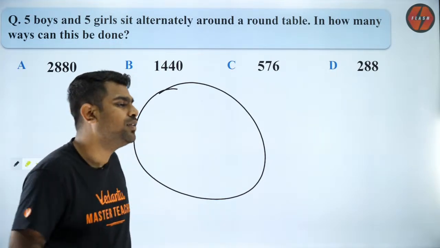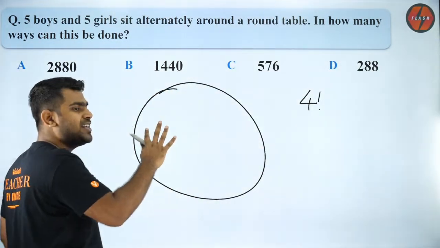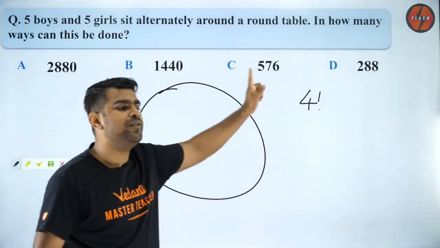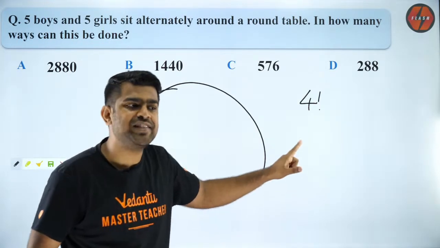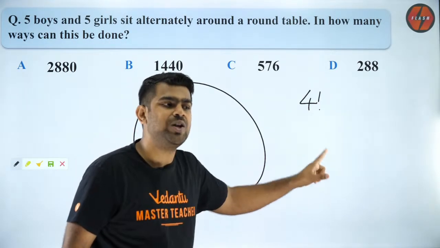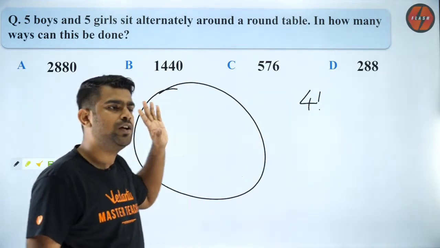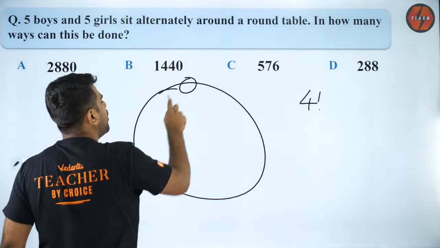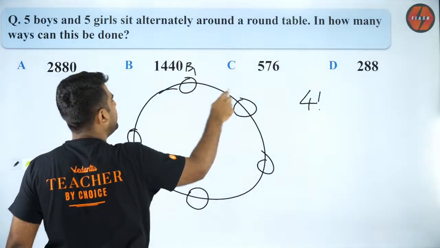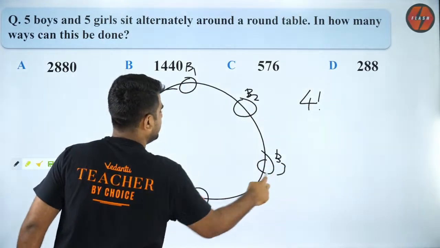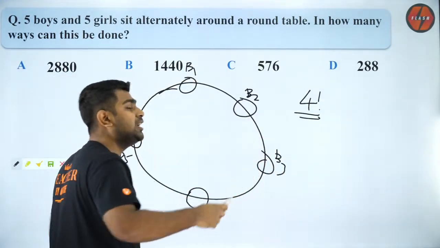I can do that in 4 factorial ways, because 5 boys on a circle will be 4 factorial. Did you understand that, Asim? Because in circular arrangement, n objects become (n minus 1) factorial. Got it? So now that the 5 boys are placed, these are the 5 boys, B1, B2, B3, B4, B5. So they are placed in 4 factorial ways.